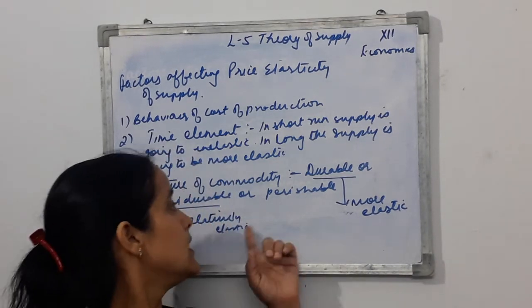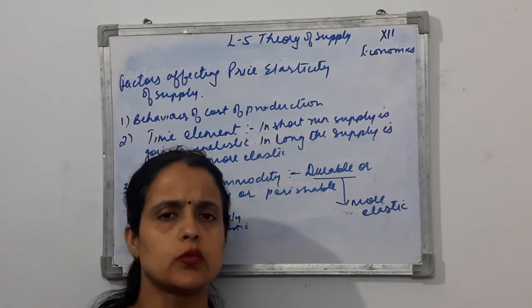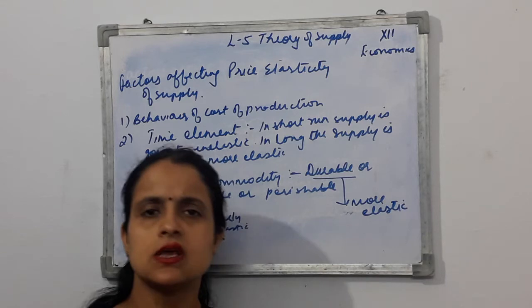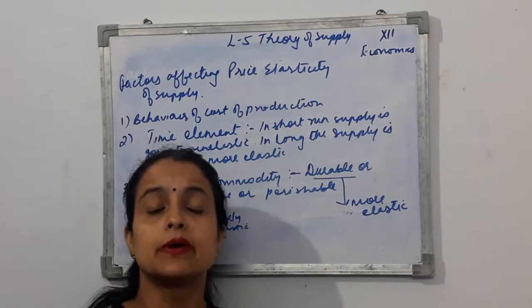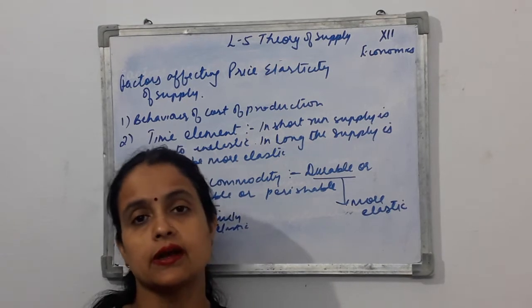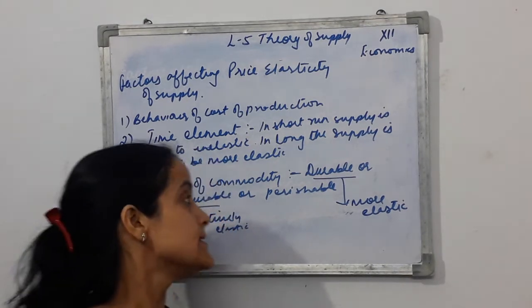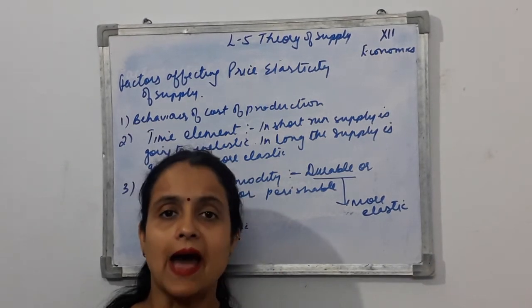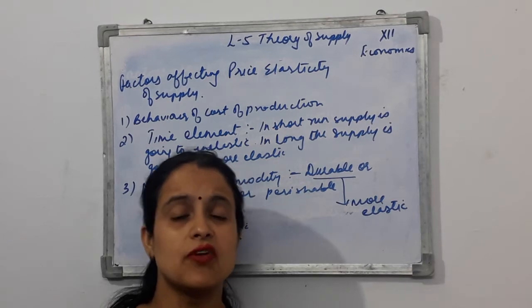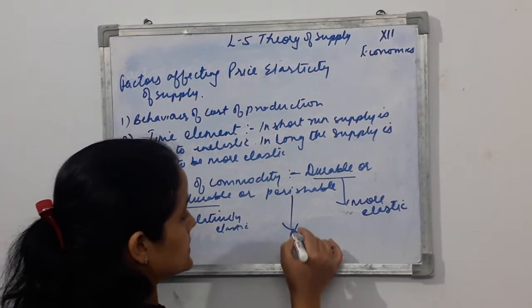And as far as the perishable goods are concerned, these are those goods which have a very short life of say about 24 hours to 48 hours, 1 to 2 days. So in this case, what is going to happen? In this case, the producer will have to supply the product even if the price falls or rises, because he can't keep the product with him, as he has already produced the product, and he cannot keep them in store because they have very short life. So in this case, the supply is going to be inelastic.